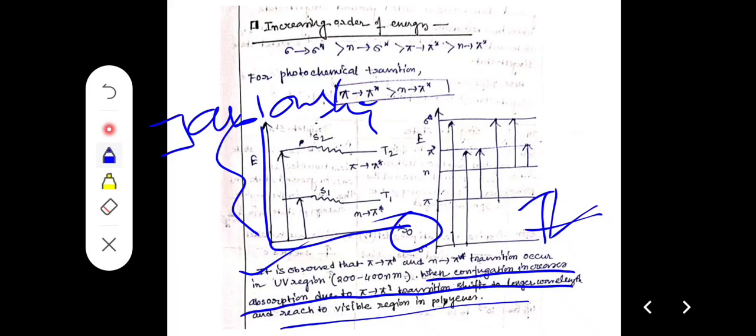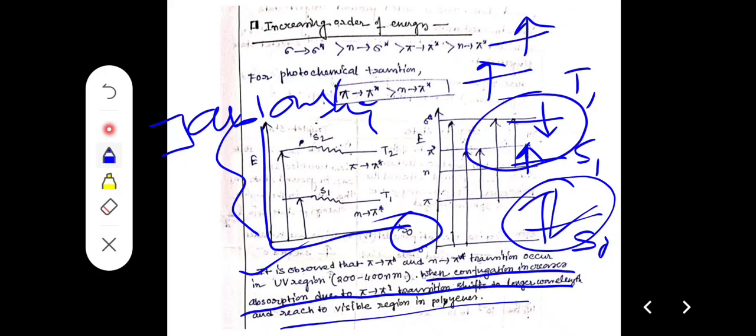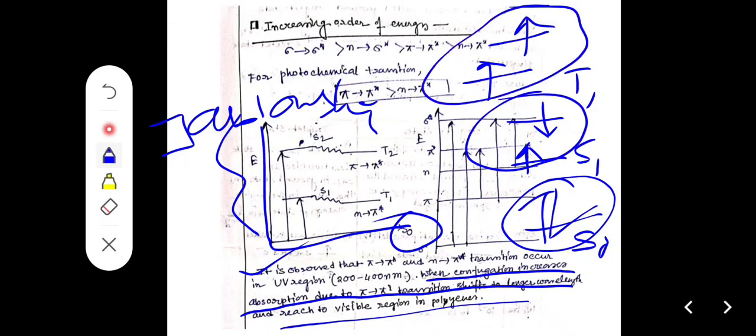Okay, spin paired electron, that should be S1, which means this and this, and T1 means this and this. Okay, that is S0. S0 means spin paired. S1 means they are not spin paired, but spin should be unchanged. And T1 means spin should be changed. That should be unpaired and spin change.